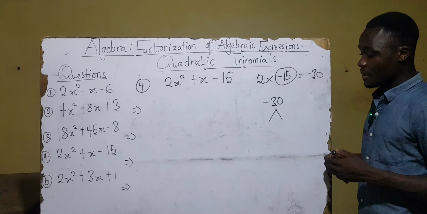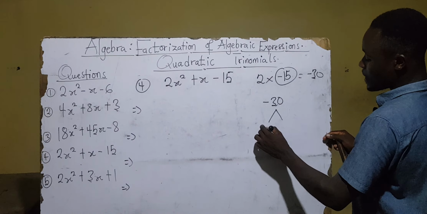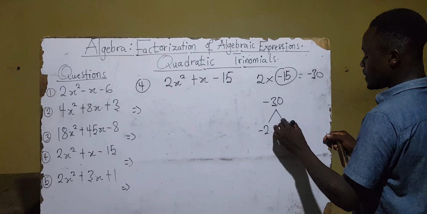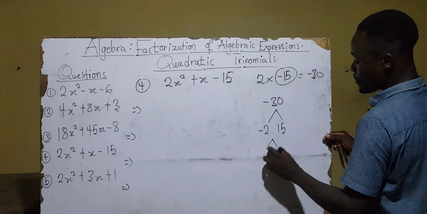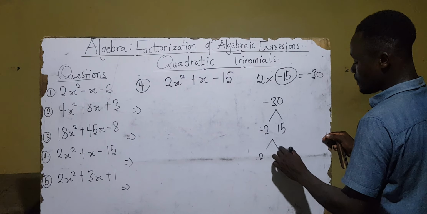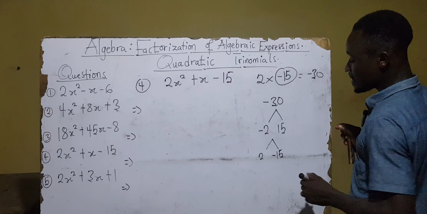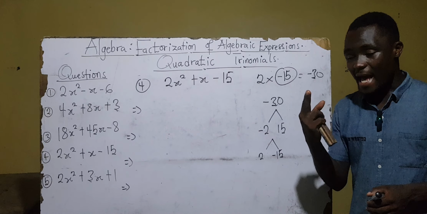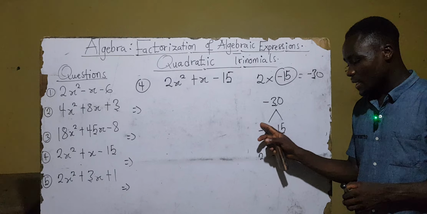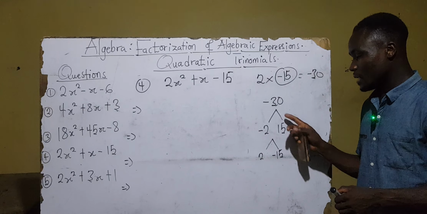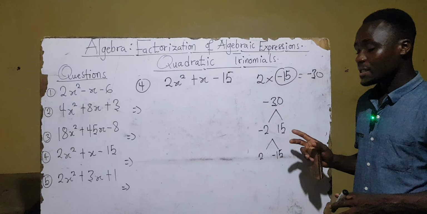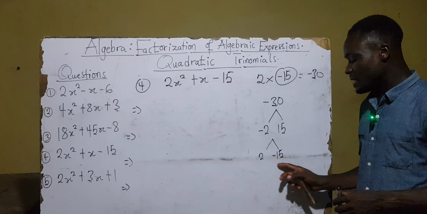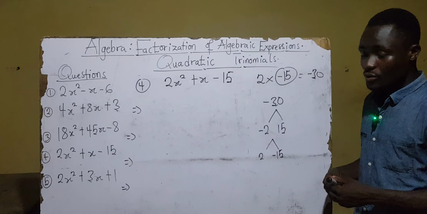I believe you are getting me. All right, so with the factors, I can have negative 2 and positive 15. I can also have positive 2 and negative 15. Remember that I'm looking for two numbers that when I multiply, I will get this. So negative 2 times 15 gives me negative 30, and that is correct. Now, positive 2 times negative 15 will give me negative 30, and that is also correct.